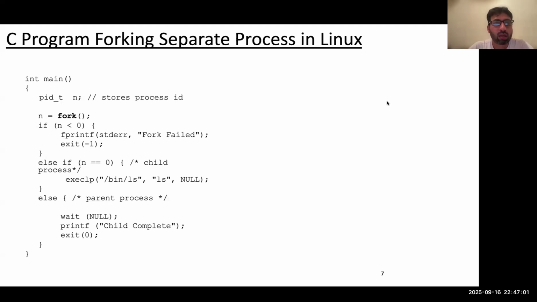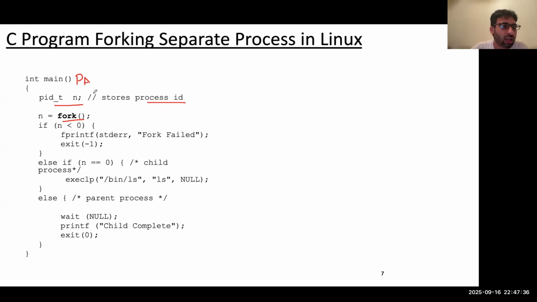Let's have a look at this program. For example, here we have defined simply a variable n of type process ID. We'll use it to store the ID of a process. And then in this program, we are saying n is equal to fork. So when this program starts running, it is a process itself. Let's say I'm naming it process A. So process A is running.